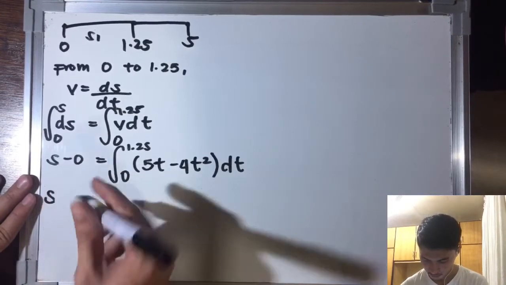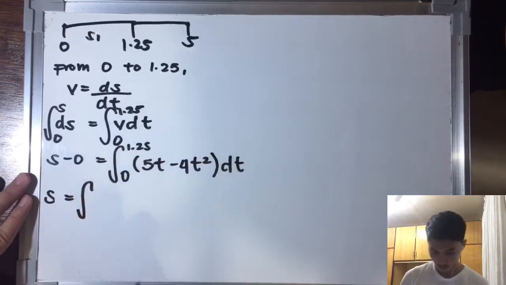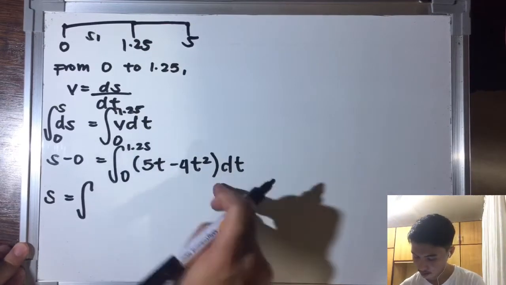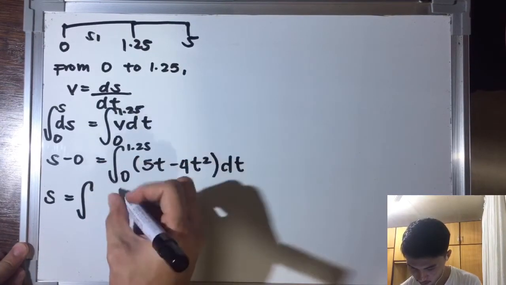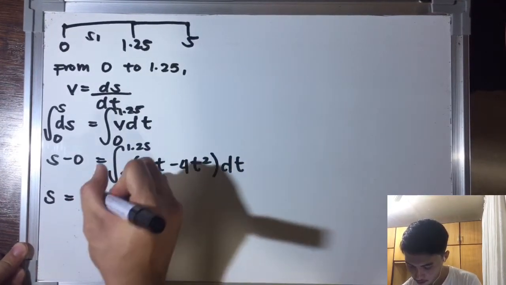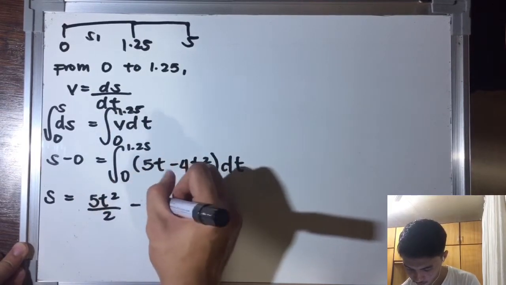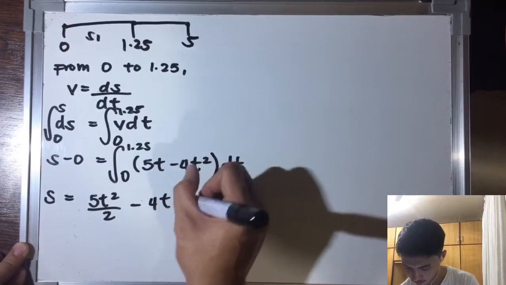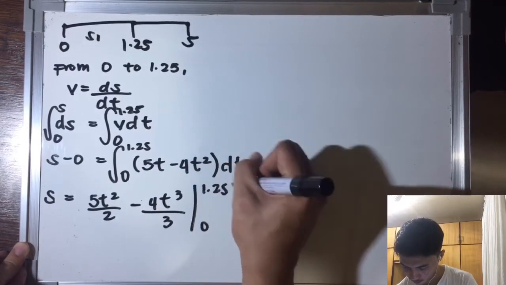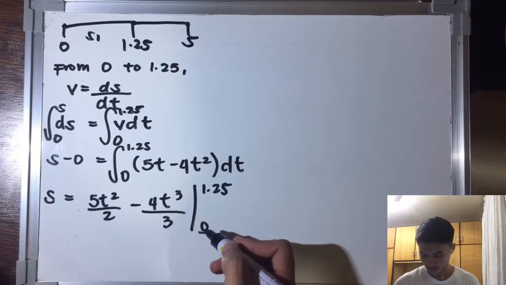So integrating this will give us s minus 0 is equal to, let us just remove this 0, s is equal to, so we are just going to integrate this equation. So integral of 5t will give us 5t squared over 2 minus 4. Integral of 4t squared will be 4t cubed over 3, from 0 to 1.25. So again, since this is 0, we are no longer going to solve for that.